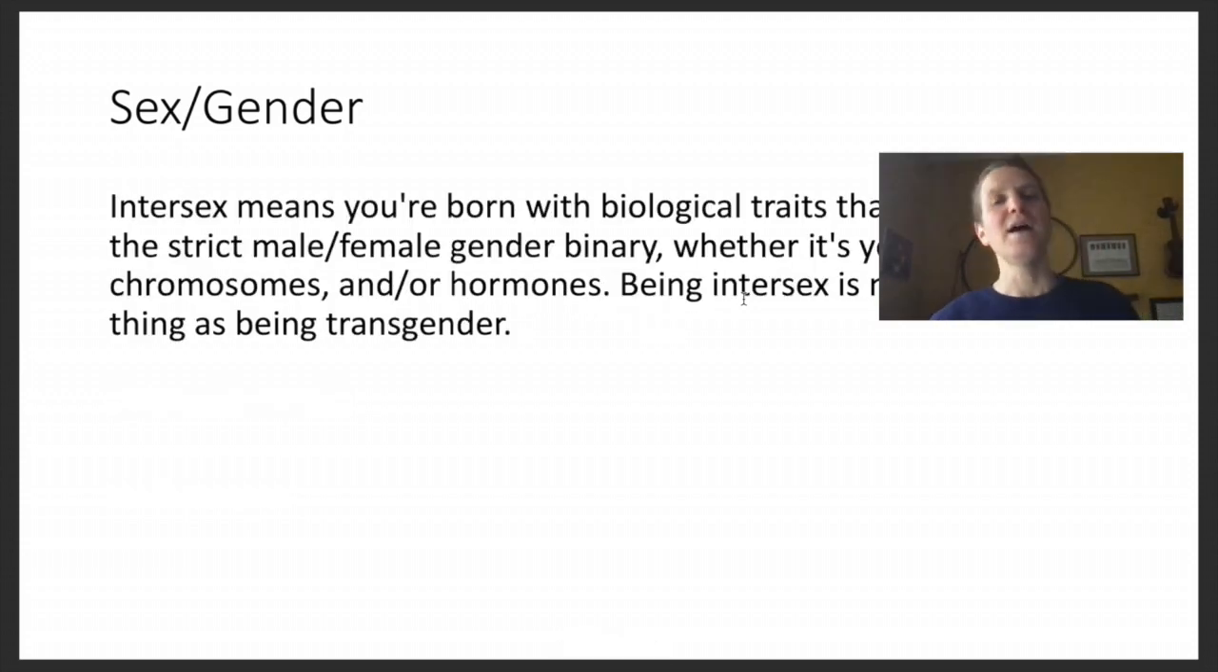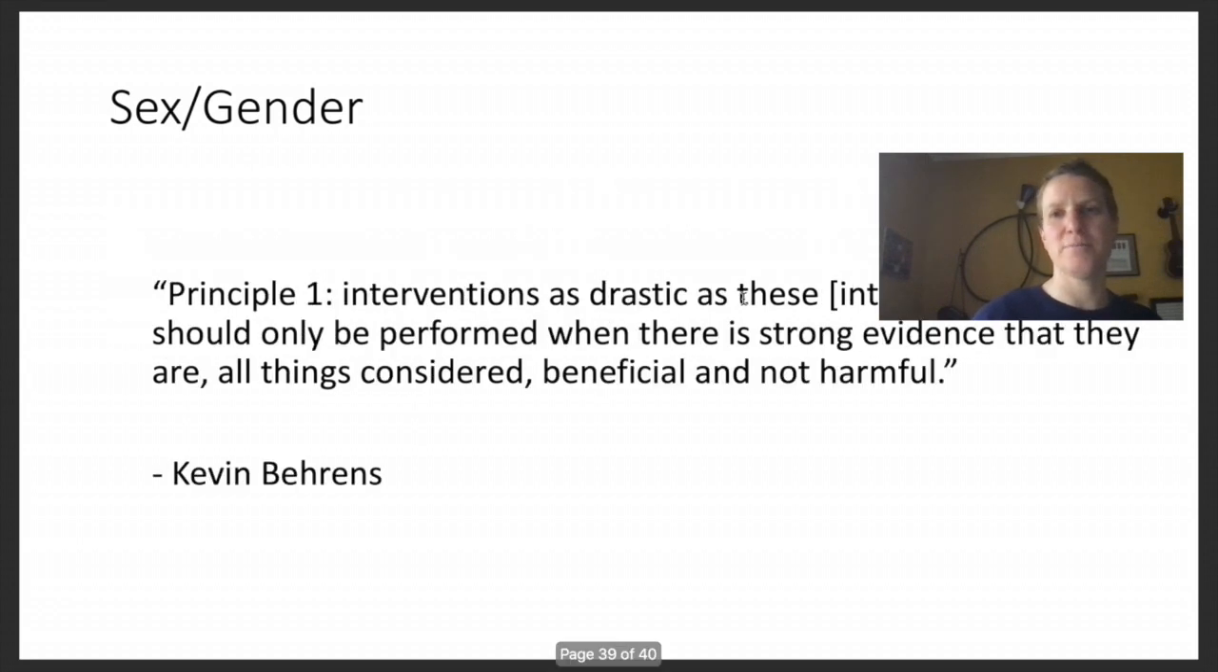And we talked about intersexuality. Intersex means you're born with biological traits that are outside the strict male-female binary. It could be a fact about your genitals, your anatomy, your chromosomes, your hormones. It's not the same as being transgender. That's a separate idea about how you experience your gender and express your gender. So intersex is about your biology.